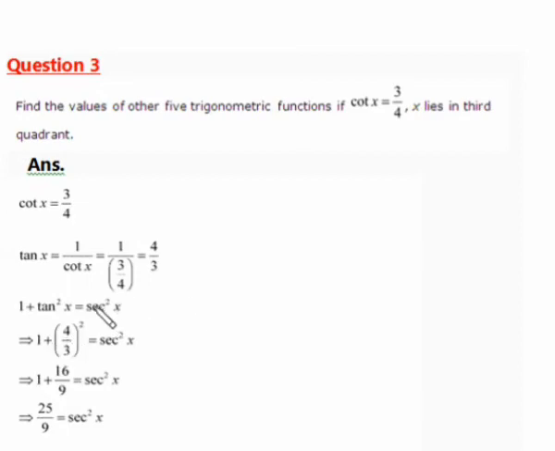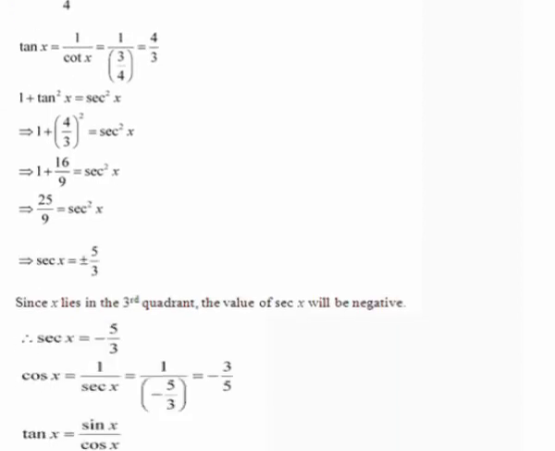Now here we opt this identity because tan x is given, so that's why we opt this identity: 1 plus tan square x is equal to sec square x. 1 plus 4 by 3 whole square is equal to sec square x. We get the value of sec x from here: 1 plus 16 by 9 is equal to sec square x, 25 by 9 is sec square x, and sec x is equal to plus minus 5 by 3. Because we know that x lies in the third quadrant, that's why we opt the negative value of it.